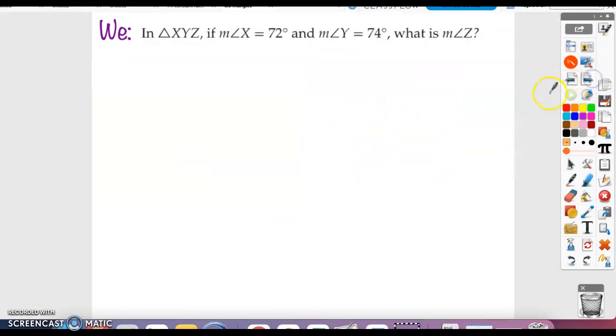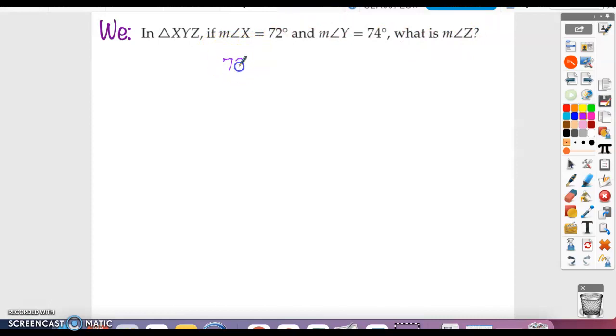Okay. This one we don't have a picture, but we see the symbol. It says triangle XYZ. If measure of angle X is 72, measure of angle Y is 74, what would be the measure of angle Z? And that's what these little symbols mean. M, measure. This symbol here is angle. So again, 3 angles add up to 180.